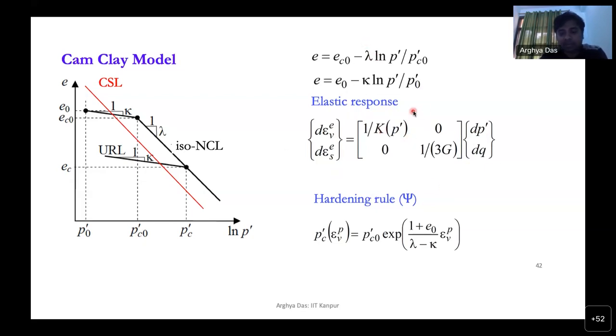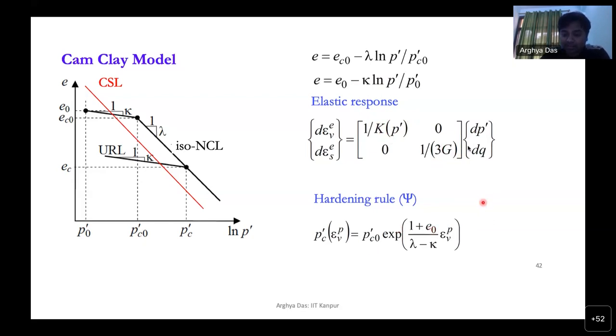For the elasticity response, unlike our sand response here, the volumetric response is a function of p, which is very clear from the second equation, because it's already a nonlinear equation. So your void ratio to p is giving a nonlinear equation through this logarithmic nonlinearity. So essentially the elastic volumetric strain is a function of p, or your bulk stiffness is basically a function of p, whereas the shear stiffness is a linear shear stiffness.